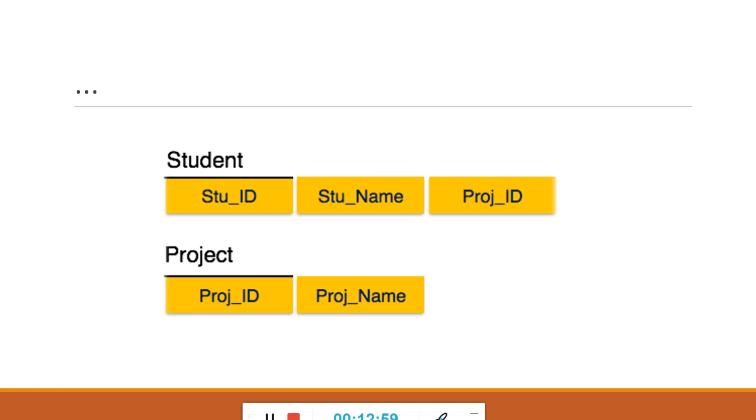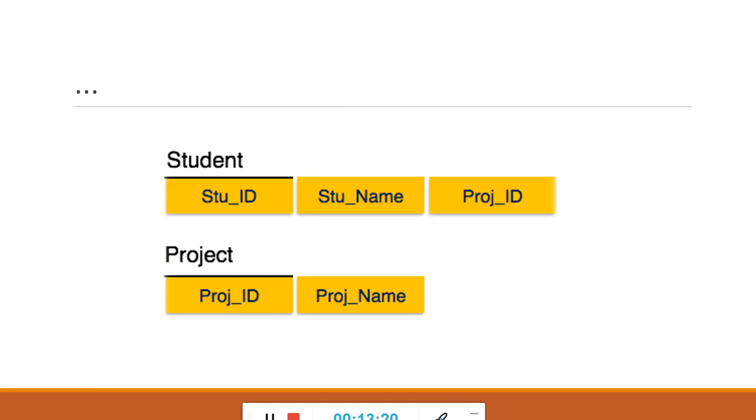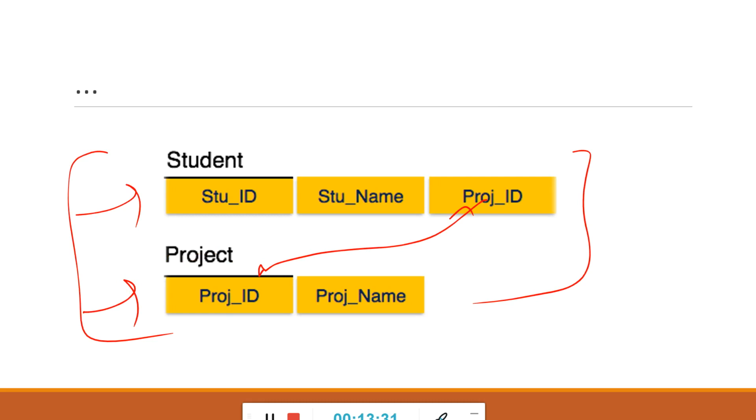We can resolve this in this way. This is a table: student ID, project ID, student name, and project name. Using these two, we can find these two, but we can also find project ID with the project name and student ID and student name. So there is a partial dependency in this. So we can use this kind of table structure like student ID, student name, project ID, and then project ID is mapped with this. And so this is now normalized.